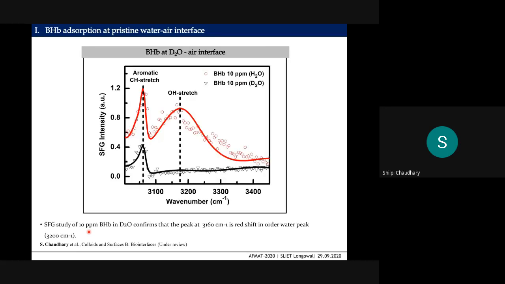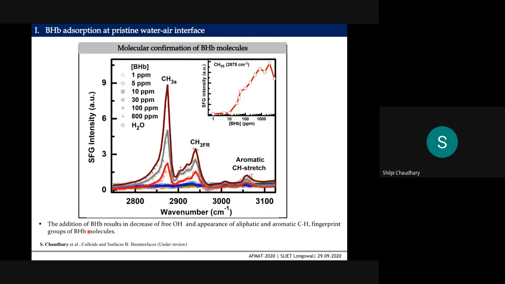Now, let me go back to the other slide first. Yeah, so this one here. This is the CH spectrum. The previous one which I showed was the OH spectrum, which was showing the change in the water molecules. Here, this is the molecular conformation of the bovine hemoglobin, so it clearly shows that these hemoglobin molecules are present.